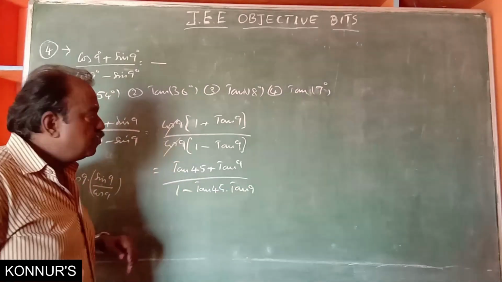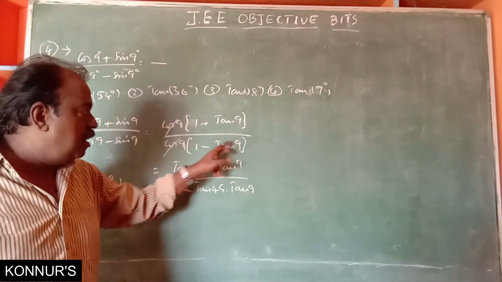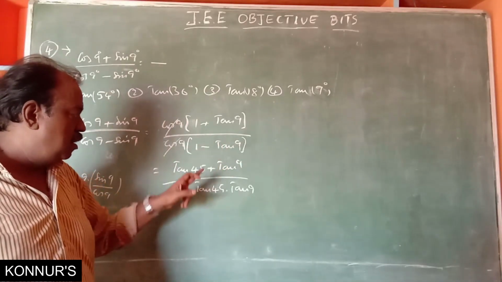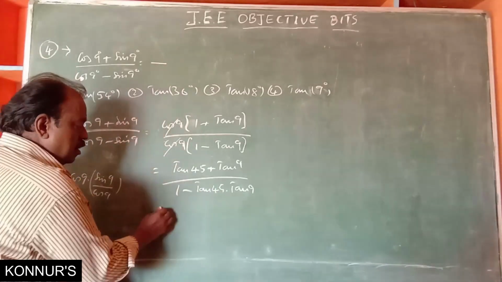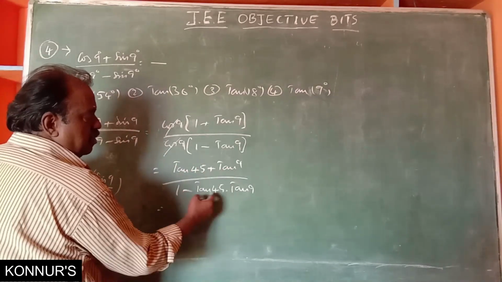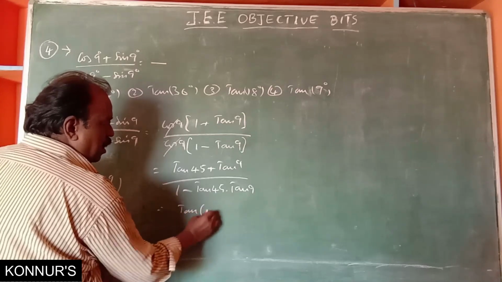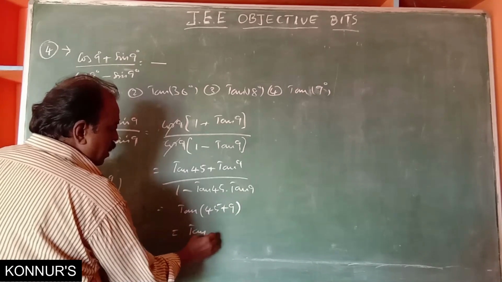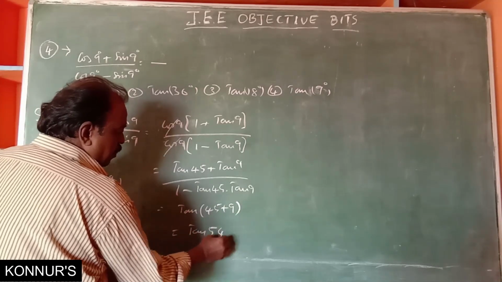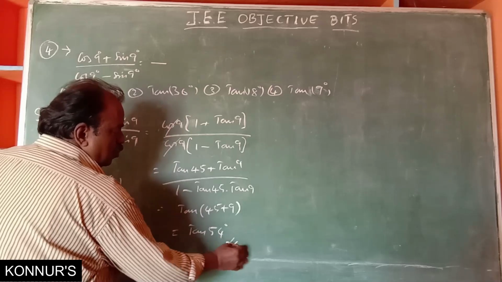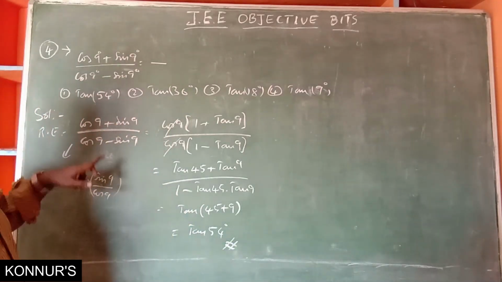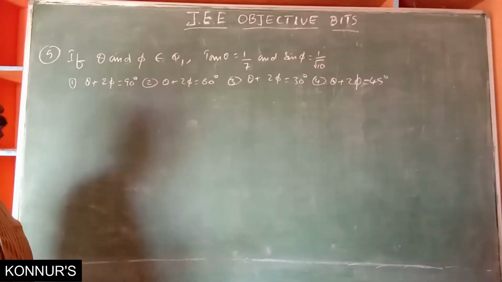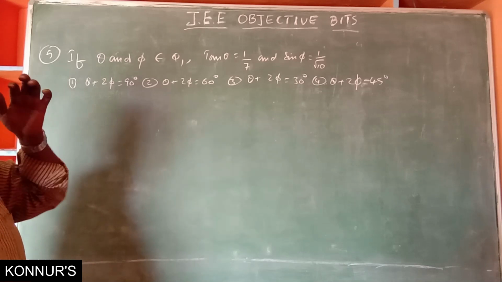You agree? Here 1 tan 9 is there. Tan 9 means 1 is there, 1 multiple. For that 1, tan 45 is written. So it is tan A plus tan B by 1 minus tan A tan B. It is tan of A plus B. Okay now? It is tan 54 degrees. Okay now? So this is the correct answer. So the option is the first option. Okay now? Yeah. Fifth problem.